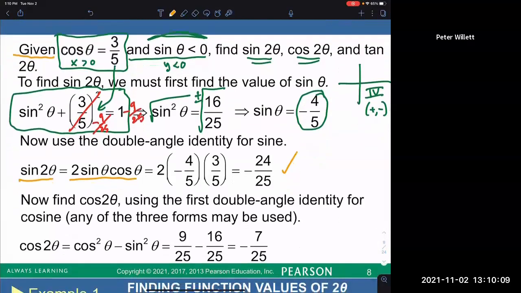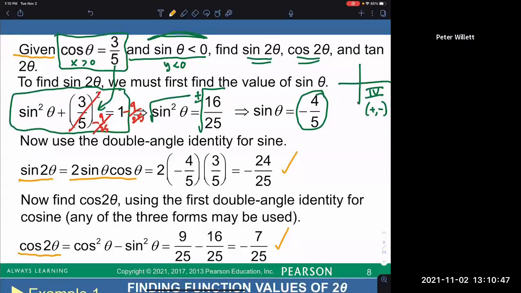Similarly, for the cosine, they could have actually done that without the value of the sine by just using the version of the cosine double angle formula that only involves cosine. But now that they have the sine, they go ahead and use the original format for the identity, which is cosine squared theta minus sine squared theta. And for cosine, they plug in the 3/5. And for sine, they plug in the negative 4/5. But when you square it, it comes out positive anyway. And they get this difference, and then they subtract to get the answer, negative 7/25.